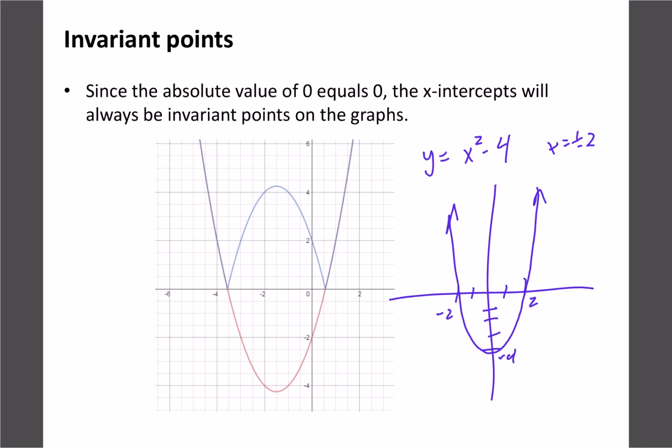If we actually changed our quadratic to absolute values, all that's going to do is reflect that bottom part up to positive 4. So our absolute value graph would be a W shape on the top, and the whole bottom part would be gone. So the x-intercept points are still very important, and now we just have to worry about the reflection.